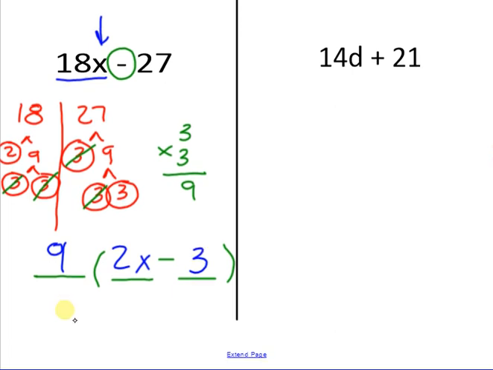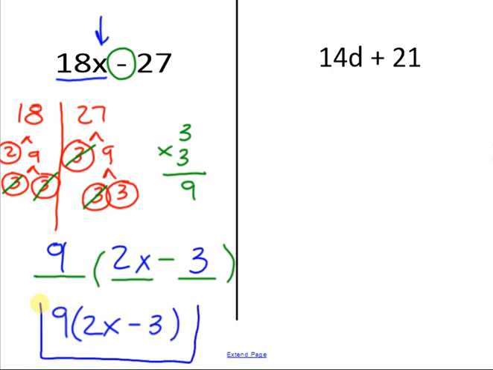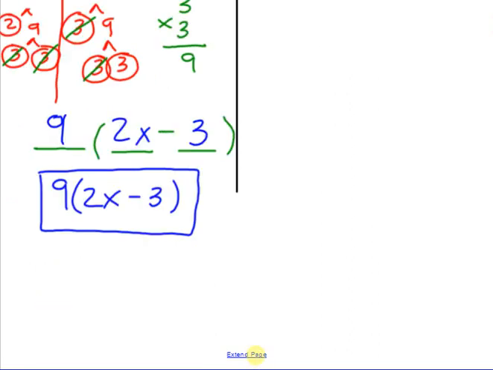And I'm done. 9 parentheses 2x minus 3. That is my final answer. Just like normal backwards distributive property, I can use forwards distributive property to check my answer.